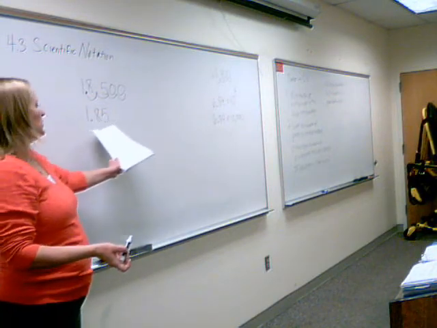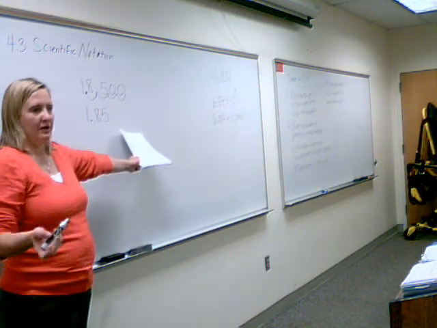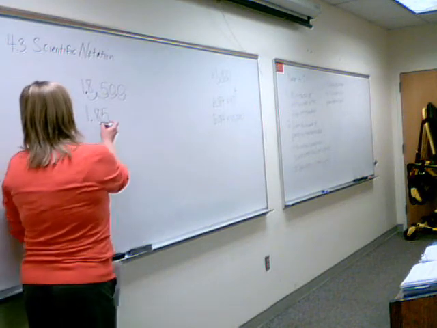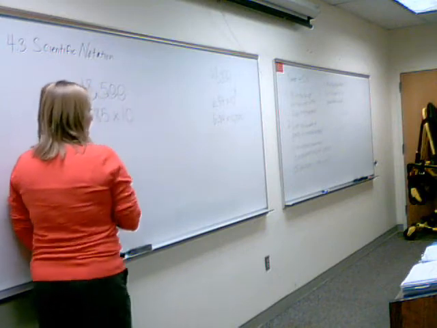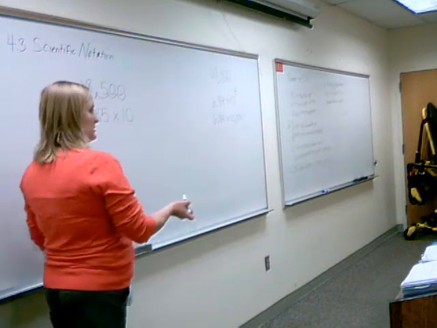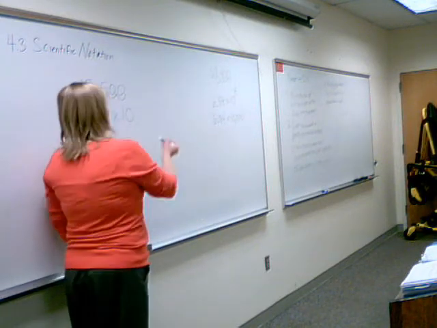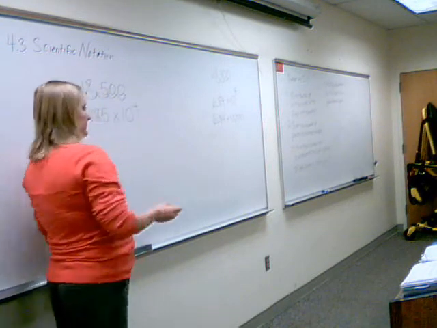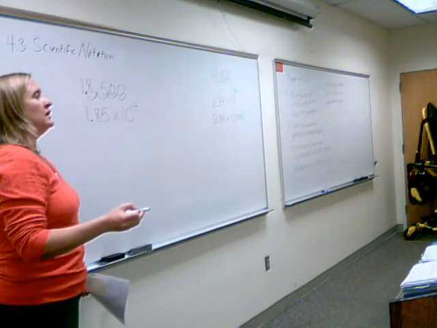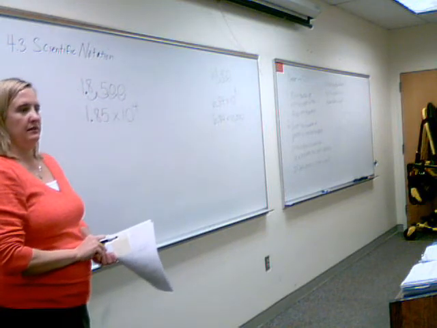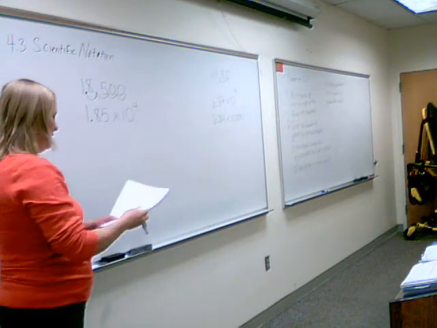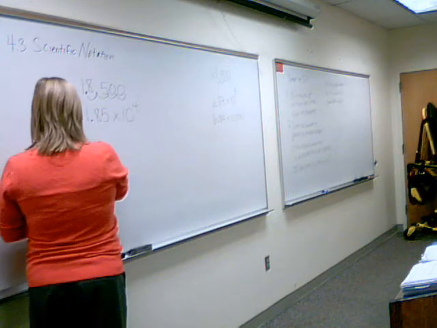If I put zeros at the end of decimal points, do they matter? No, they don't mean anything. So 1.85. Then I'm going to raise 10 to the power of how many times I moved my decimal place, which was 4. Now, why is it a positive 4? Because this original number, 18,500, is greater than 10. Here's an example when it's not greater than 10.